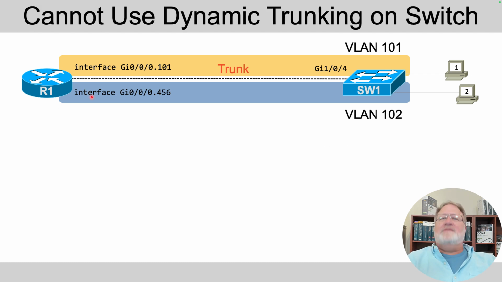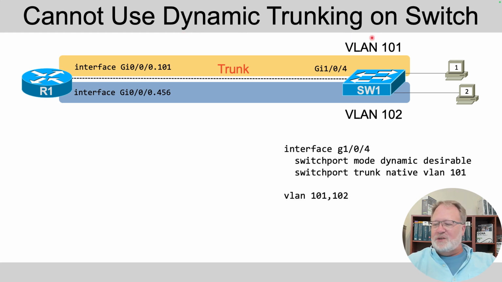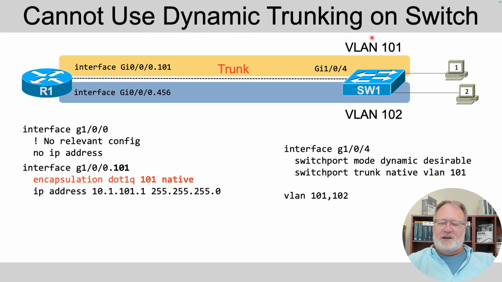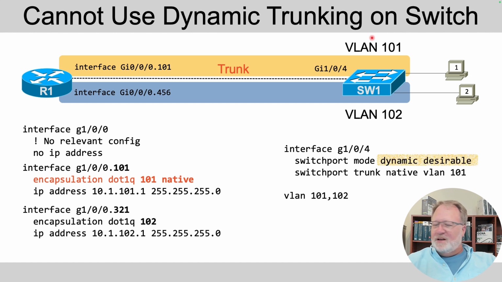And then finally, as another reminder, you can't use dynamic trunking settings on the switch. So just to show some config to break that out, if you've got switch port mode dynamic desirable, saying that we're going to dynamically negotiate trunking, the switch will never end up in a trunking state. It'll be an access port because the router doesn't participate in the negotiation of trunking.